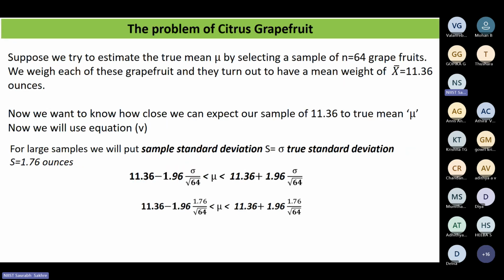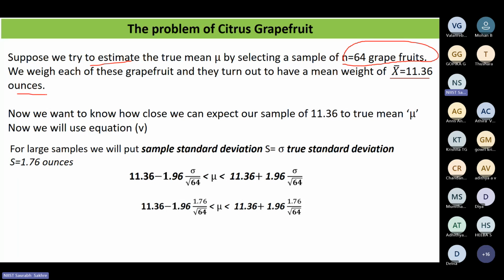Now we will again take that example of citrus grapefruit, which I told you about last time in the last slide. Suppose we try to estimate the true mean mu by selecting a sample of n equal to 64 grapefruits. I have collected 64 grapefruits. We weigh each of these grapefruits and they turn out to have a mean weight of 11.36 ounces. The book I used to read was from the US, so it is not in kg and grams, it is in ounces. So the mean weight is bar x equal to 11.36 ounces.